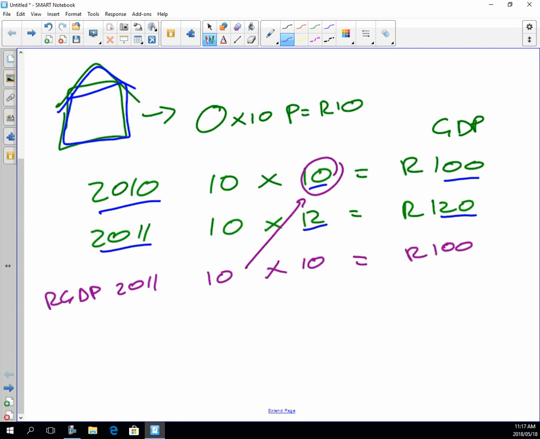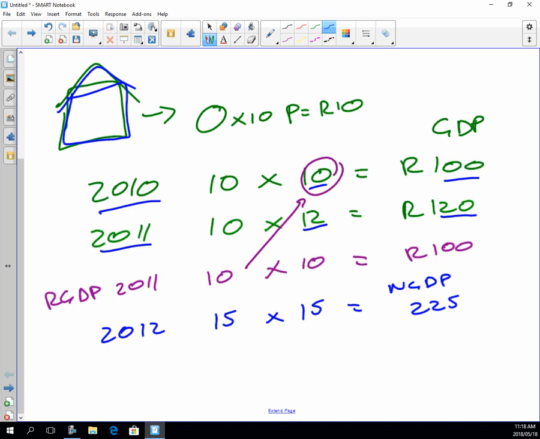All right, let's take 2012 for an example. In 2012, this company produced 15 soccer balls, which they sold for 15 Rand each. Okay. Now to calculate the nominal GDP, it is obviously your 15 times 15 to give you an answer of the nominal GDP for this economy. Okay, so in this case we would get an answer of 225 for our nominal GDP.